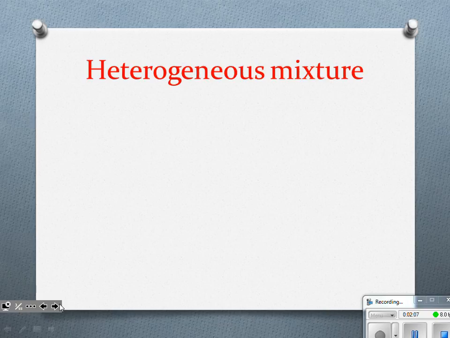But a heterogeneous mixture is a mixture that is different. It is not uniform. Okay? What does uniform mean? The same. If you've got a uniform for school, your school makes you wear a uniform, they're the same, aren't they? If your team has a uniform, it's the same. Well, a heterogeneous mixture is a mixture that is not uniform.